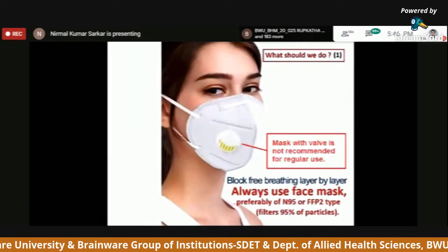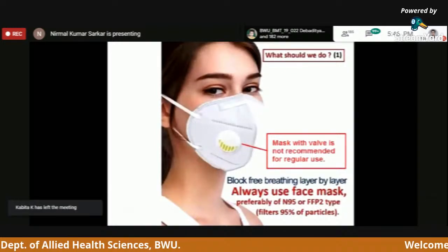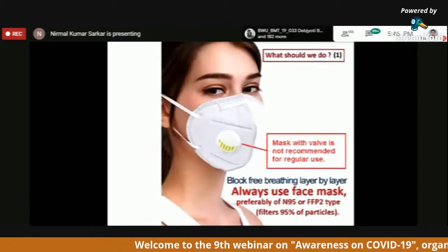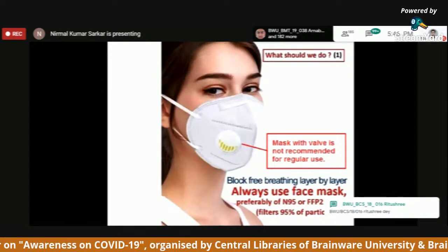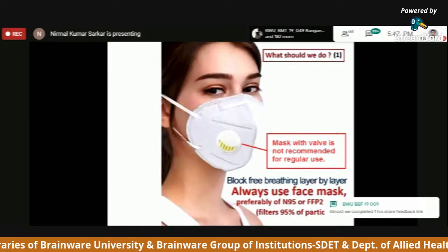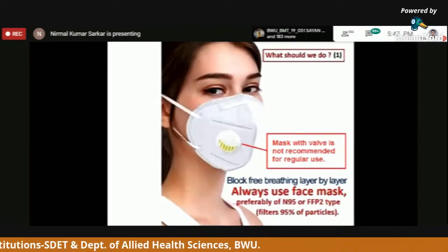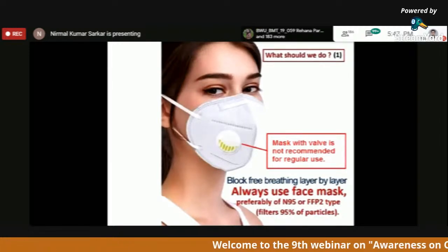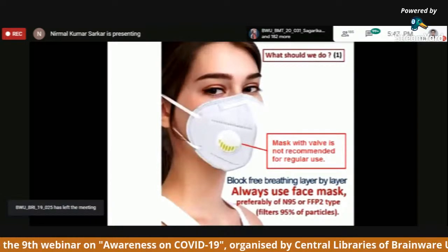Now, we talked a lot about the nature of the disease. Now, what precautions should we take? Firstly, everybody in the country now knows that we should use a mask whenever we are leaving our house. However, a mask with a valve or filter is not recommended for regular use, not in all places, but it is not recommended for regular use in a confined place.